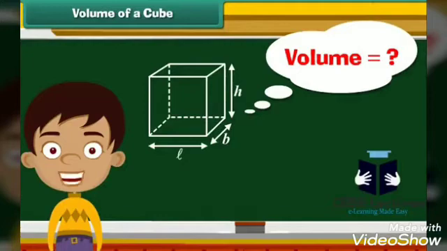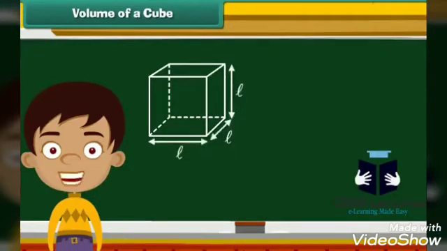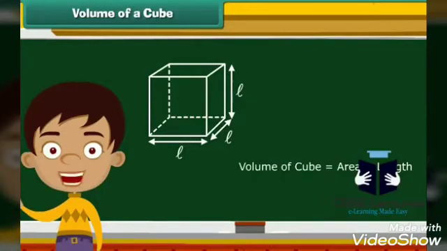Think. First, consider this square with each side of length L. Next, let's change this square into a cube. Note that all the sides of a cube have the same length L. To find the volume of the cube, we just need to multiply the area A with L. Hence, by multiplying these 3 L's together, we get L cubed. Therefore, the formula for the volume of a cube is L cubed.